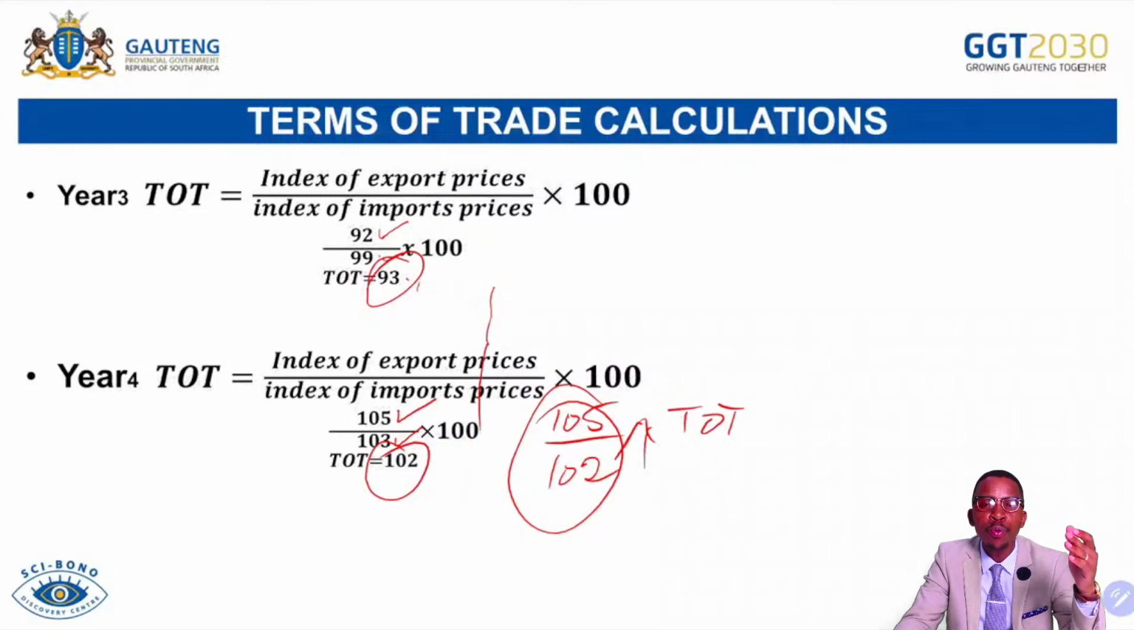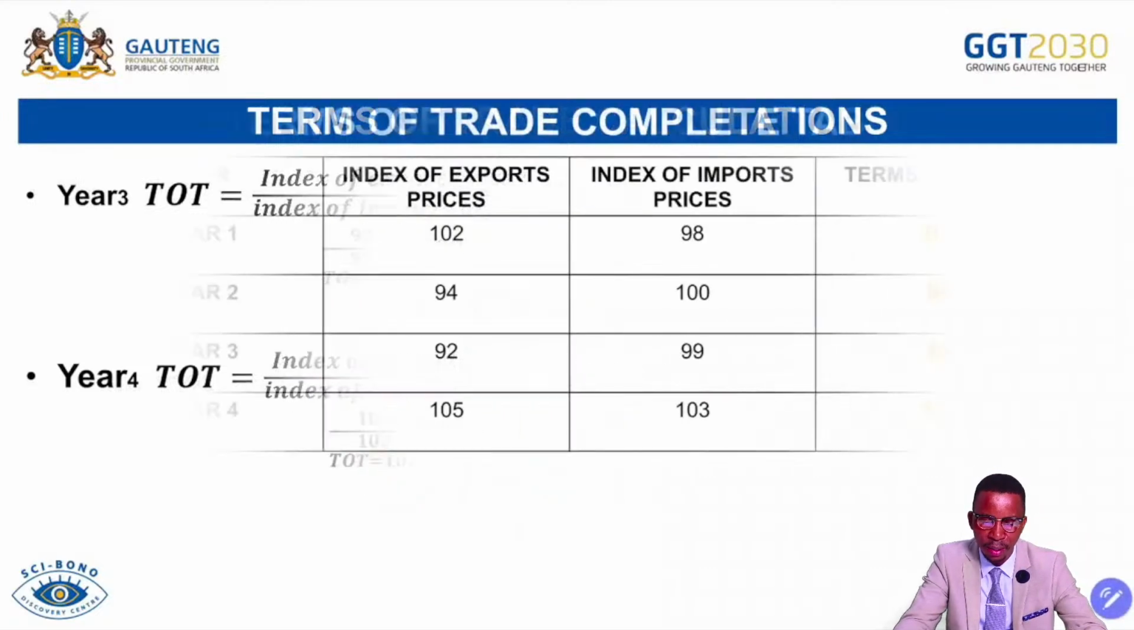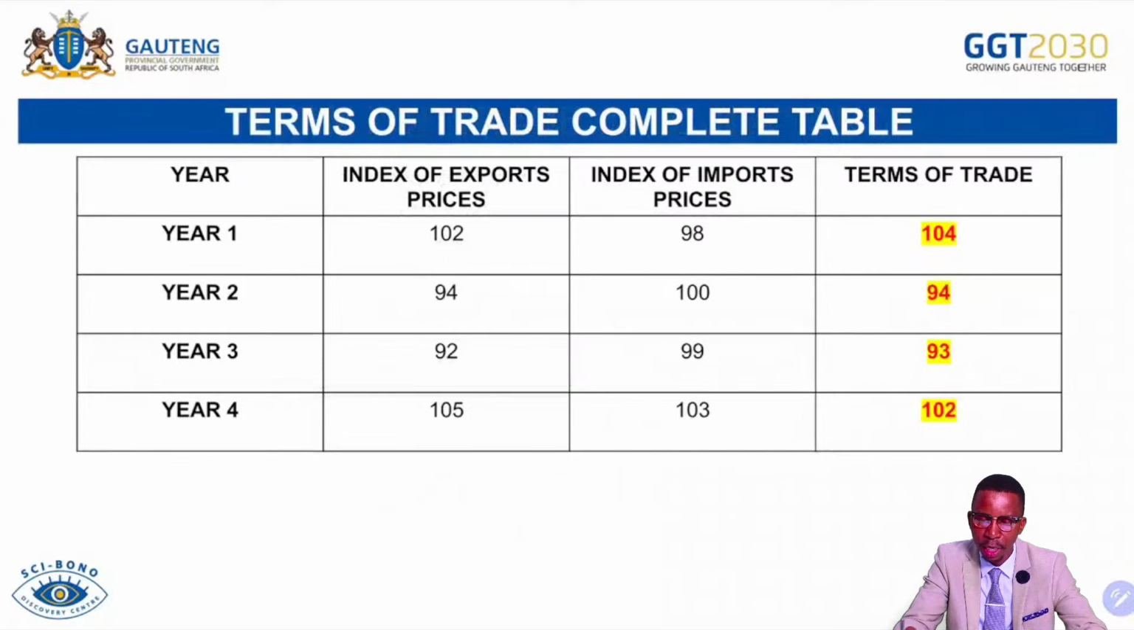Then our terms of trade will be decreasing because our export prices will be decreasing while import prices are increasing. That will be causing the decrease in terms of trade. So here is the table. Firstly, you compare 102 as export prices, 98 import prices, 104 is our terms of trade. From then we experience a decline because export prices are lower than import prices.